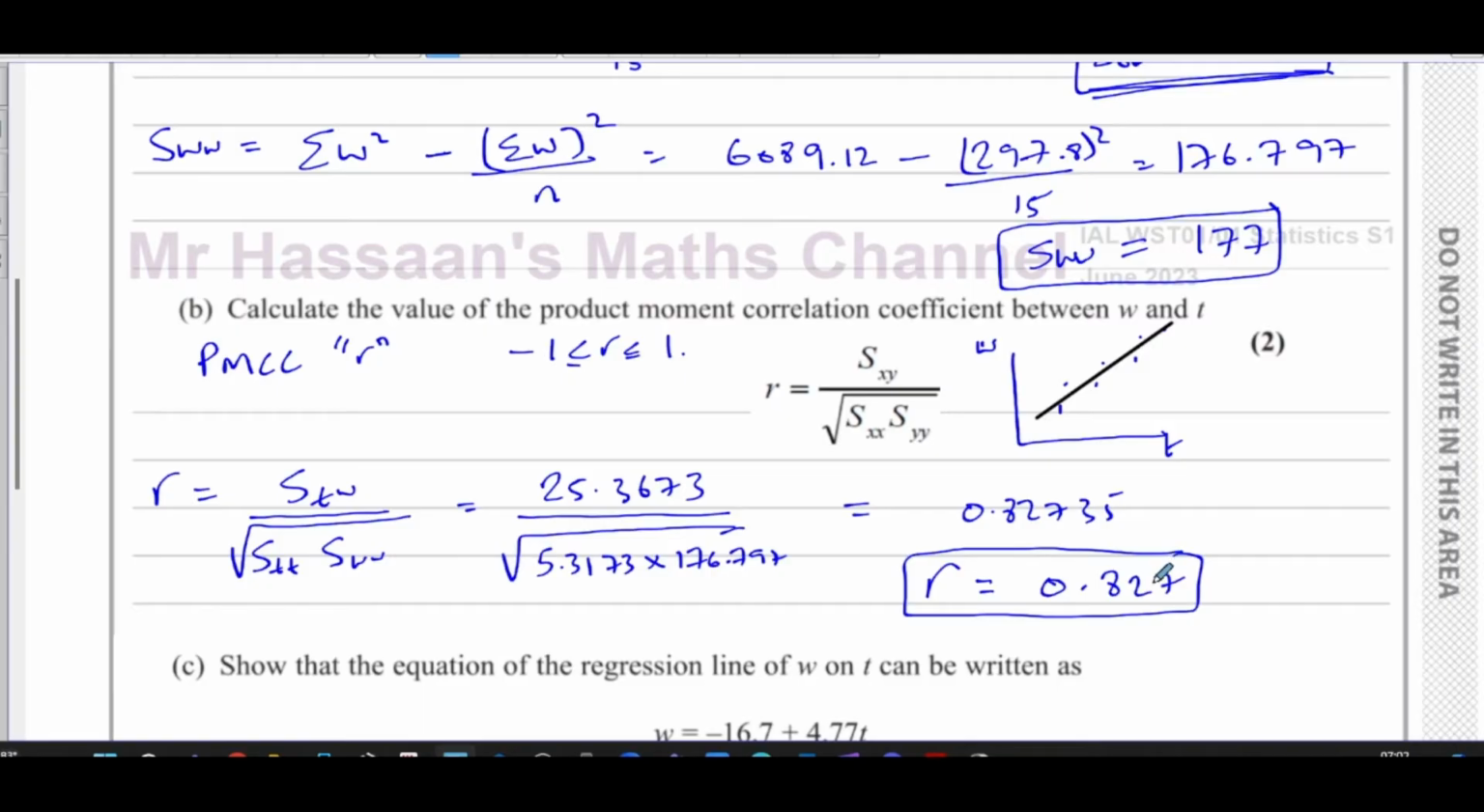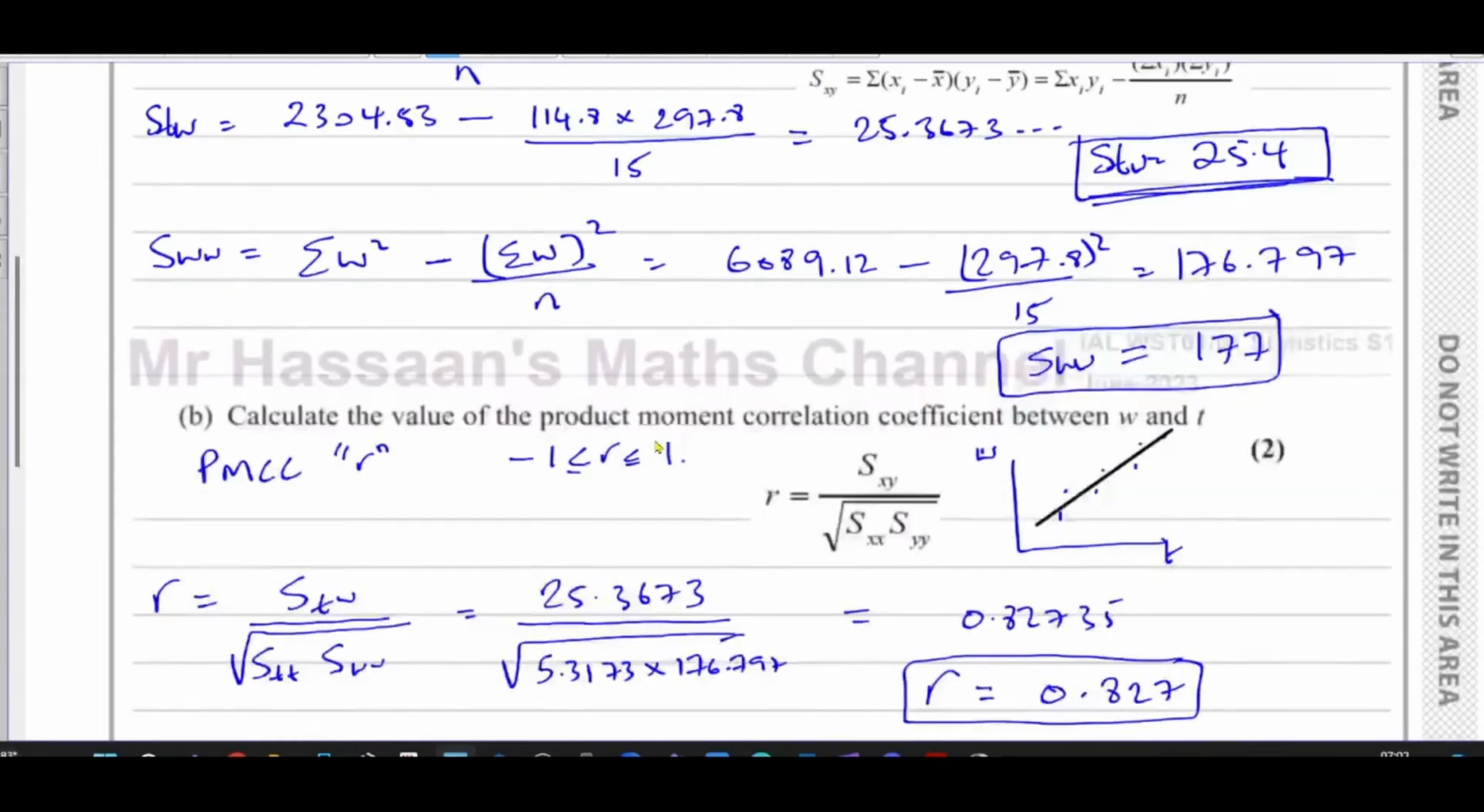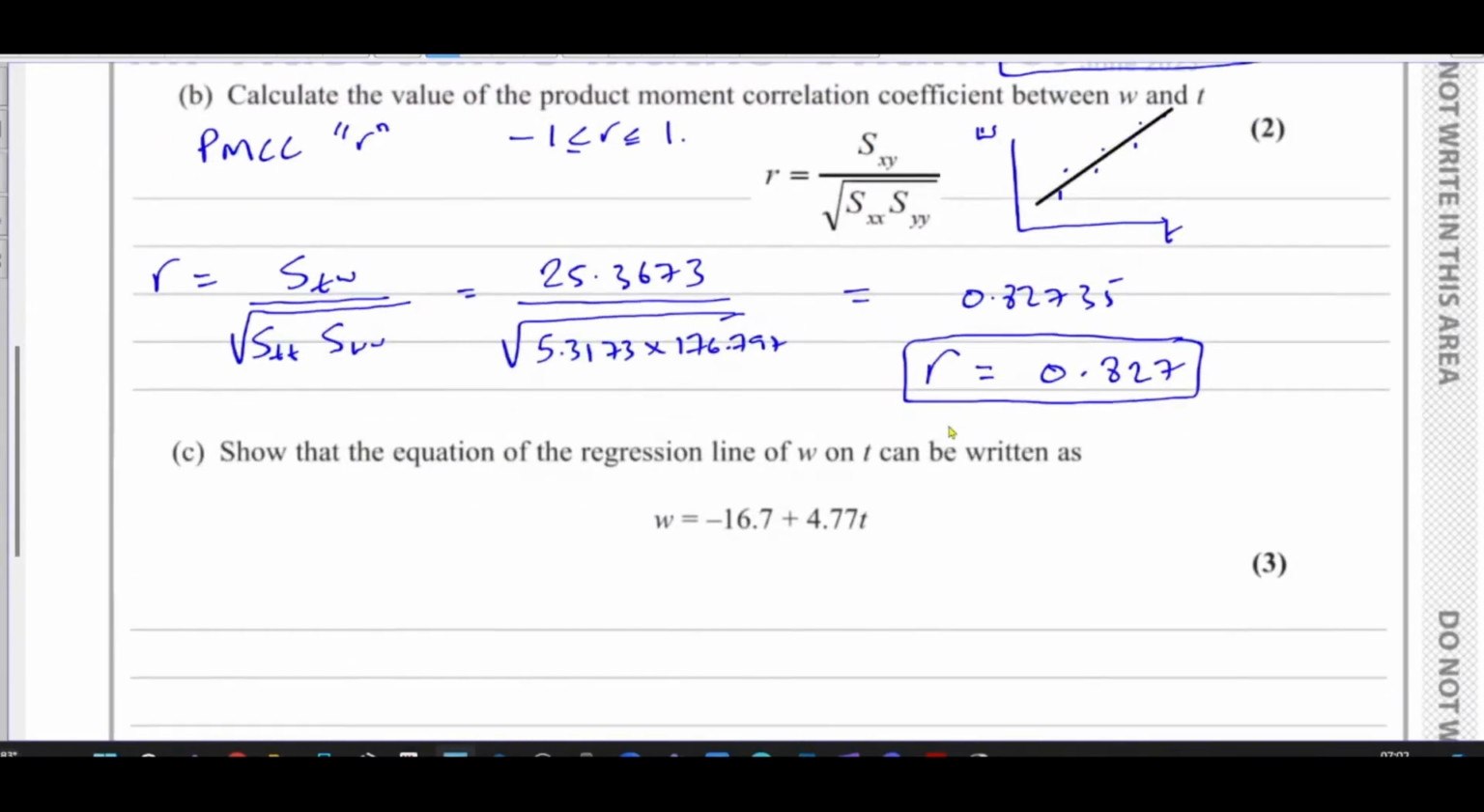That shows that there is positive correlation and it's pretty strong. It's closer to 1, so it's a pretty strong positive correlation, meaning that there is some sort of link between the tail length and the weight of the mice. The ones which have greater weight tend to have greater tail lengths as well. That's what that indicates.